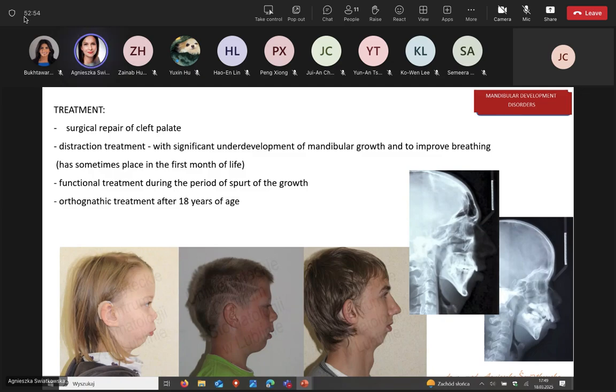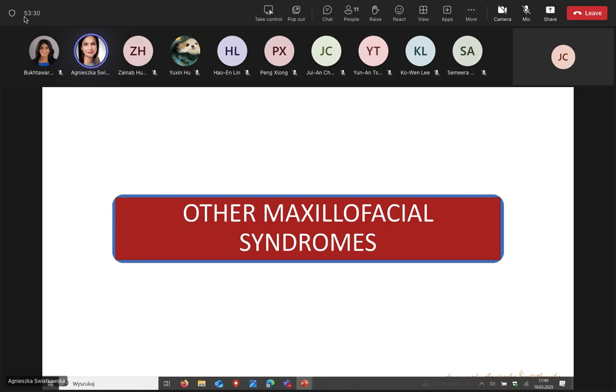Treatment. Of course, surgical repair of the cleft palate. Very often, in the severe cases, distraction treatment when we have significant underdevelopment of the mandible. It improves breathing, and sometimes the patient needs this very early, just after birth. Functional treatment during the spurt of growth with functional appliances, and in some cases, orthodontic treatment after 18 years of age.